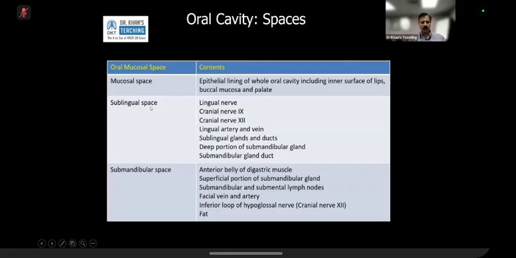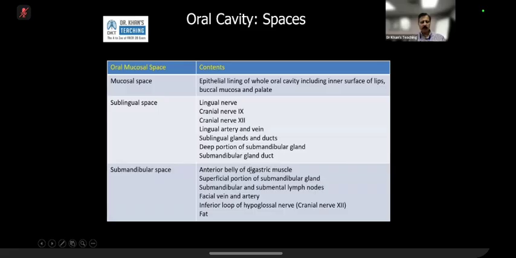Sublingual space is the space which is superior to the mylohyoid muscle. Submandibular space is inferior to the mylohyoid muscle. Important point here in the sublingual space is that other than the sublingual gland, we have the submandibular duct there, just like our case. Second thing is that the deep portion of the submandibular gland is here. In the submandibular space, most of the submandibular gland is there, but the deep portion is in the sublingual space also.